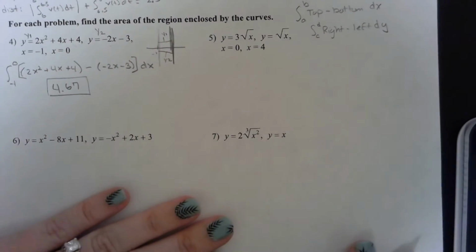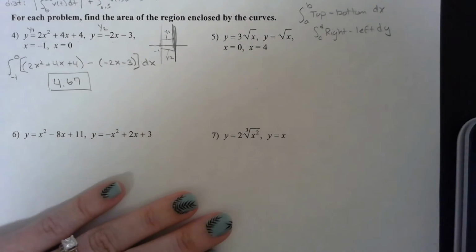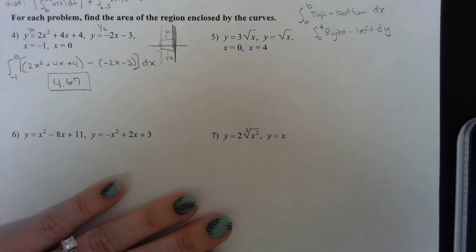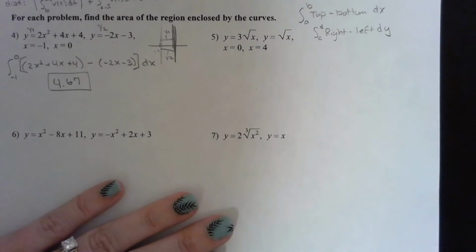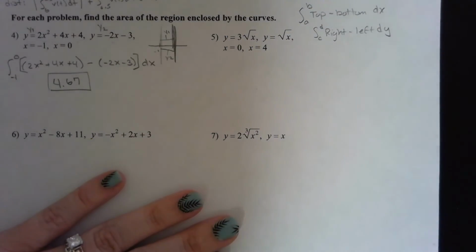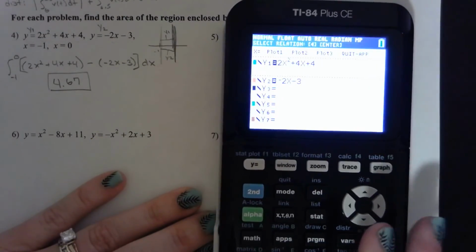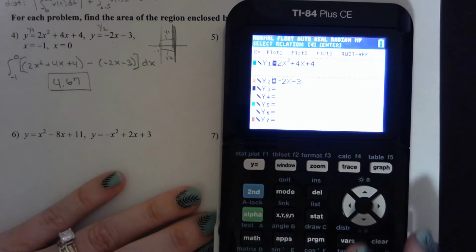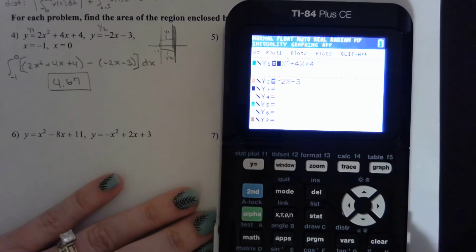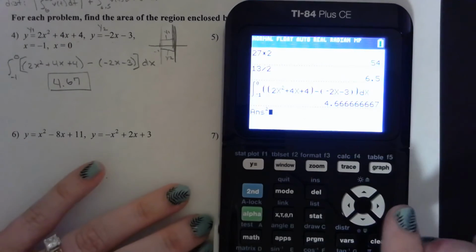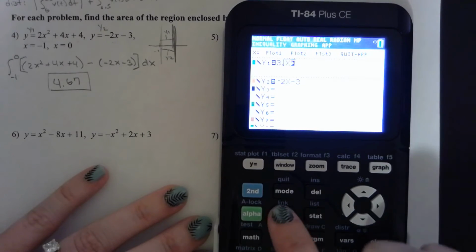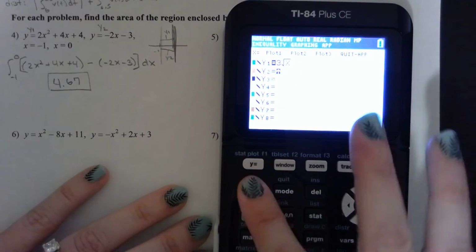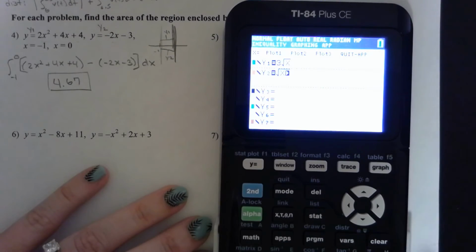Okay. Our next one here, we've got y equals 3 square root x and y equals the square root of x, and we're looking from x equals 0 to x equals 4. Those are my bounds along the x-axis. So again, all I'm going to do is go to y equals. I'm going to change my two functions here. I'm going to change the first one to be 3 square root x. And the second one I'm just going to have as the square root of x.